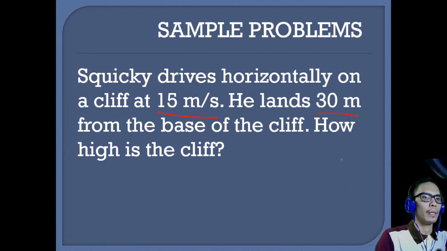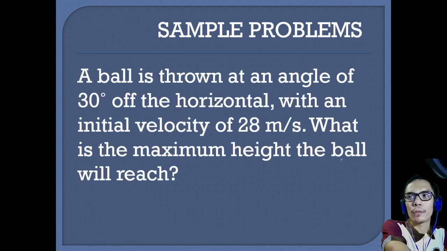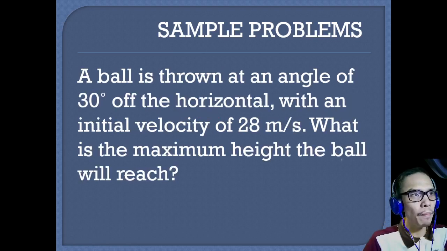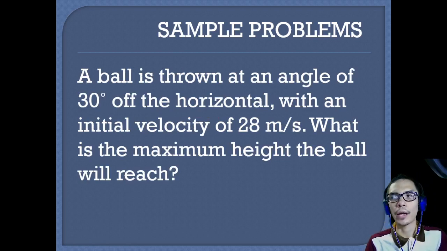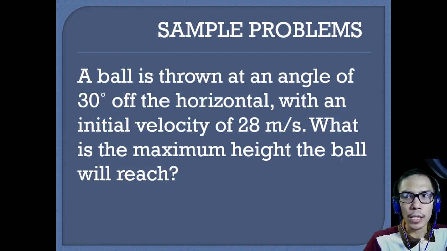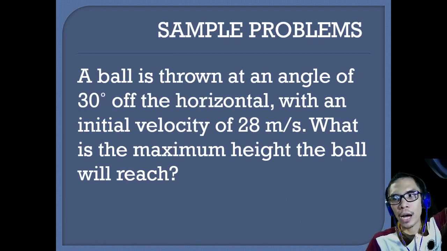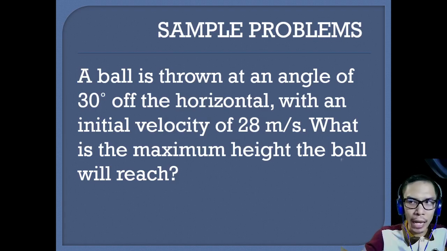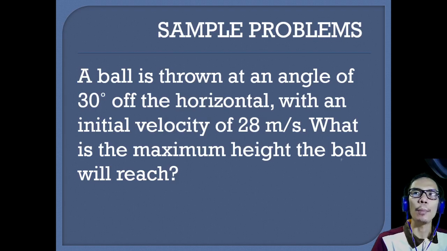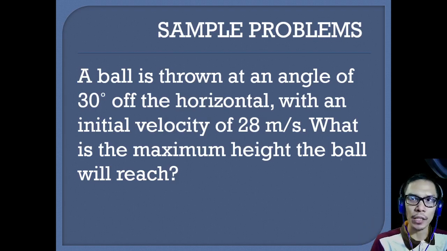Okay, so let's take a look at the second problem. Now, what is the second problem all about? This time it is completely different. The object was not thrown on a higher place. It was thrown on a level ground. A ball is thrown at an angle of 30 degrees off the horizontal with an initial velocity of 28 meters per second. What is the maximum height the ball will reach?